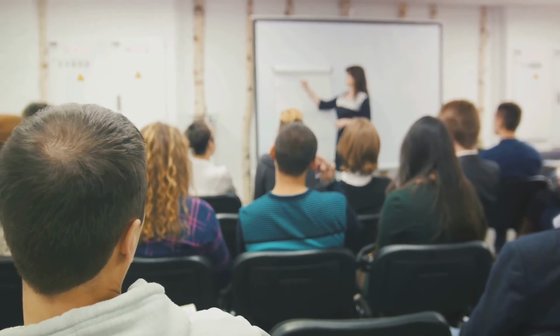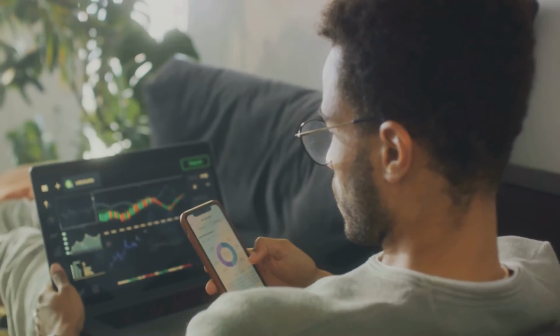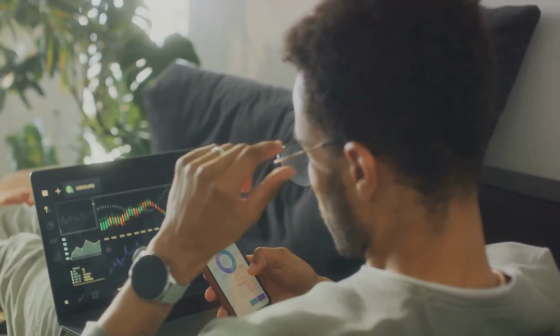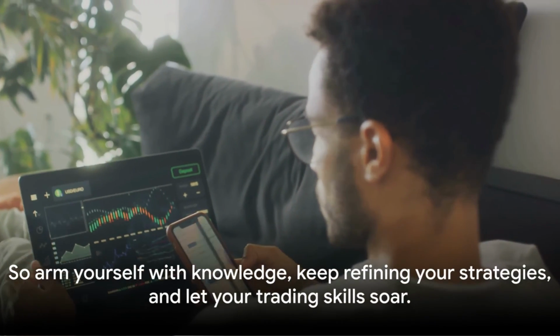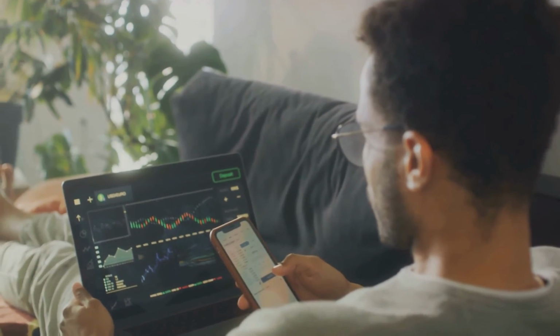In the world of trading, remember, knowledge truly is power. The more you know, the better your trading decisions will be. So arm yourself with knowledge, keep refining your strategies, and let your trading skills soar.